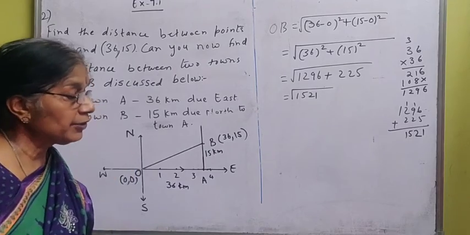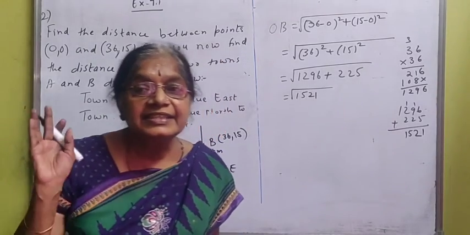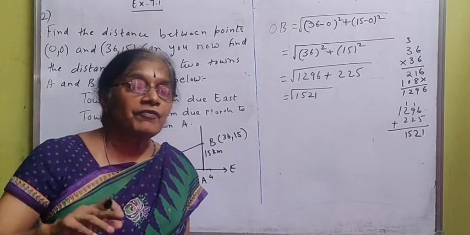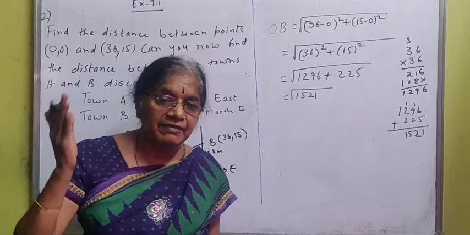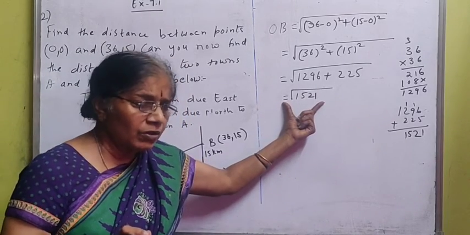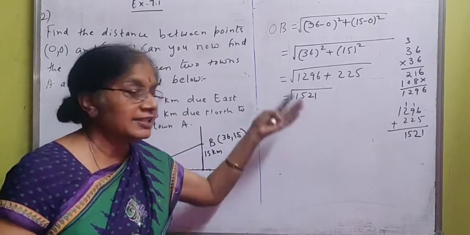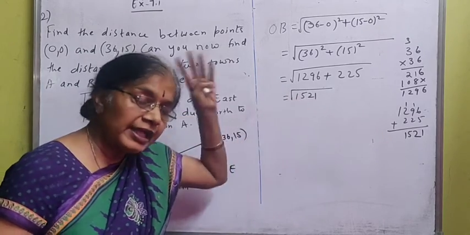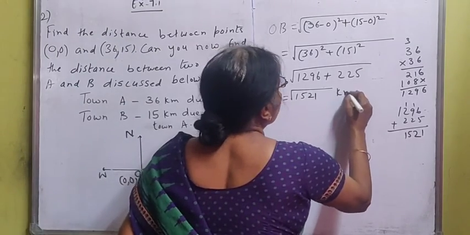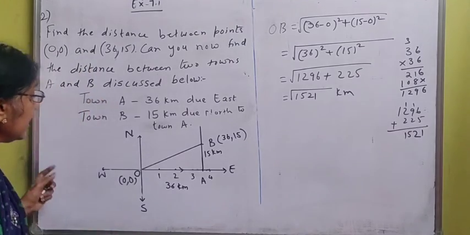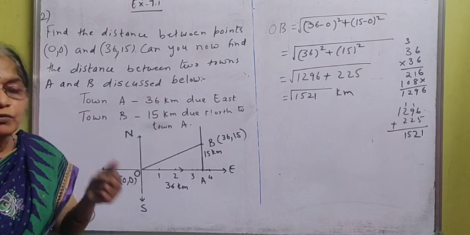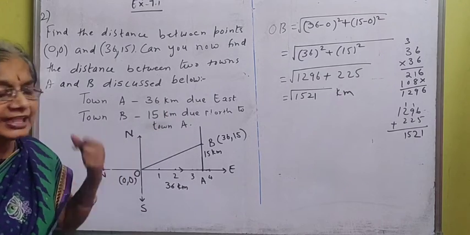This is the distance between the two towns, that is town A and town B. So what are we using? We are using the distance formula. What does the distance formula say? Root of x2 minus x1 the whole square plus y2 minus y1 the whole square. You can keep the answer in this way only, or you can try to find out the square root of this. Better to keep this. So in kilometers, what is the distance between A and B? The distance between A and B town is square root of 1521 kilometer.